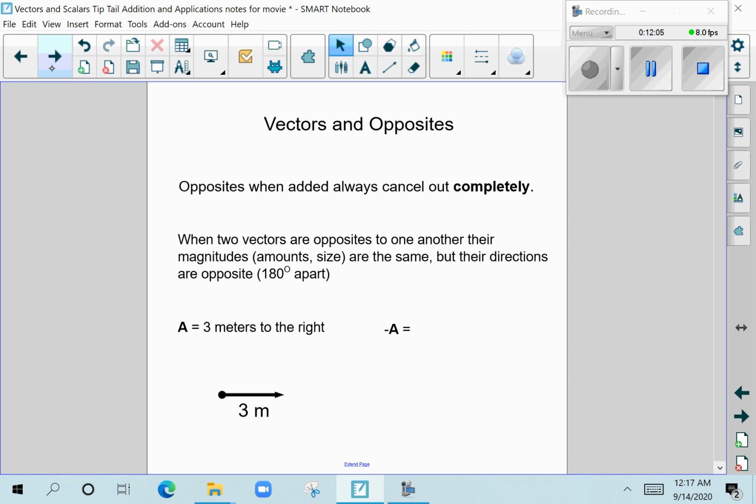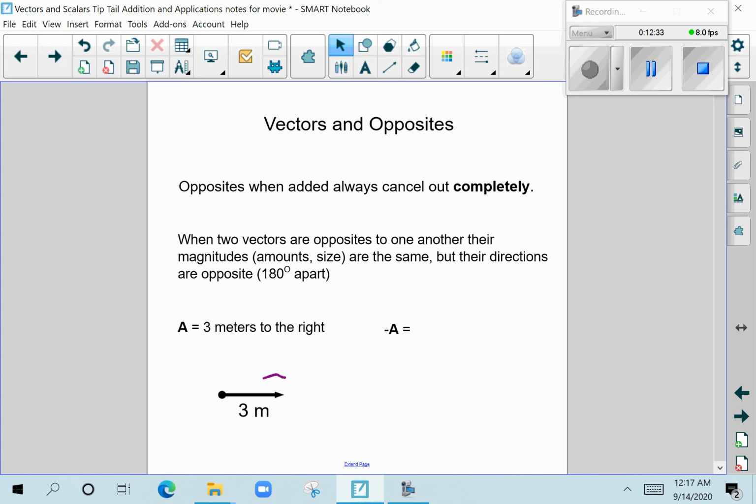Vectors have opposites just like any other number. They're always going to cancel out. The definition of an opposite is that it nullifies you out completely, bringing you to 0. So if vector A was 3 to the right, what vector would bring me to 0? That would be 3 to the left. An opposite vector is always the same magnitude, but always 180 degrees in the opposite direction.